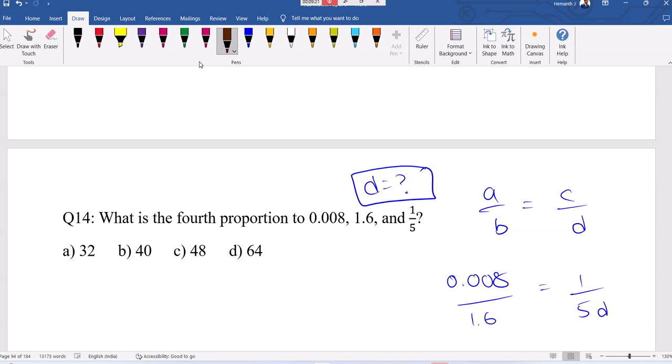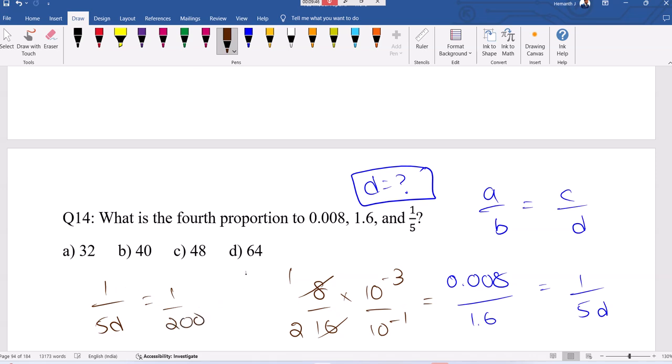Here take care of the decimals. This can be written as 8 divided by 16. This is 10 power minus 3, and here 10 power minus 1. This is 1 by 2. The 10 power minus 3 will come down, so it becomes 1 by 200. So 1 by 5D is 1 by 200, and D will be equal to 40. Option B, the D value is 40, the fourth proportion. Got it.